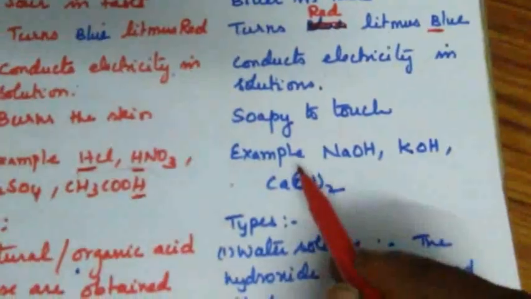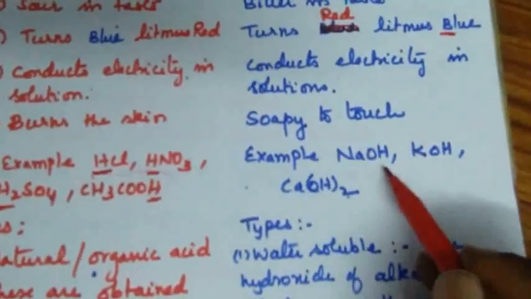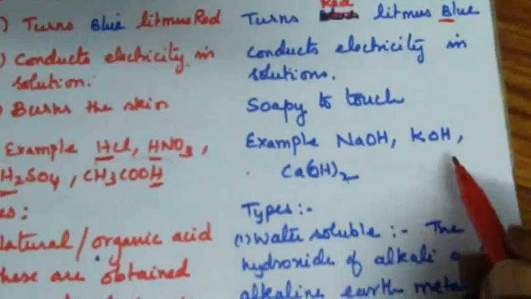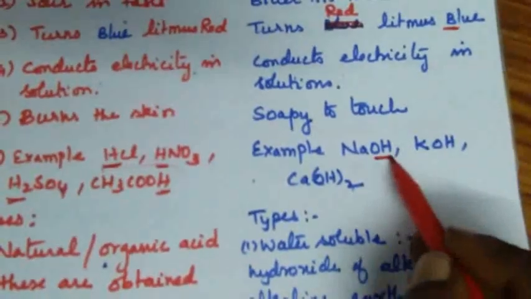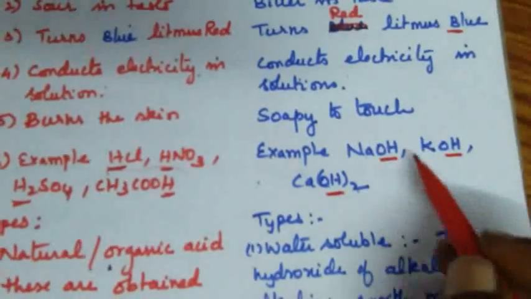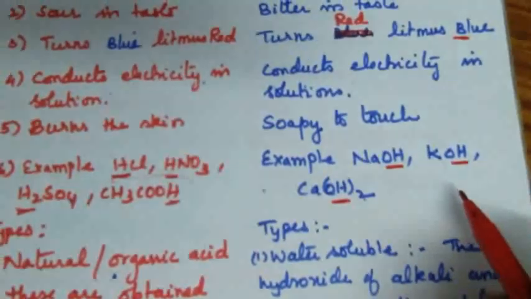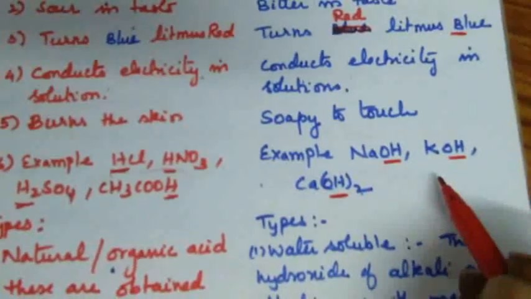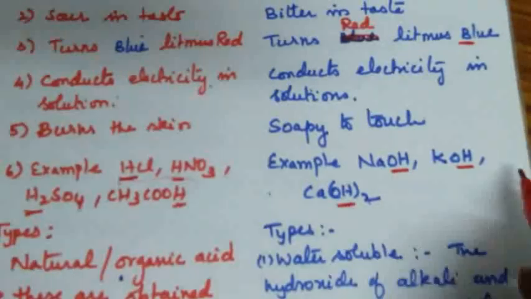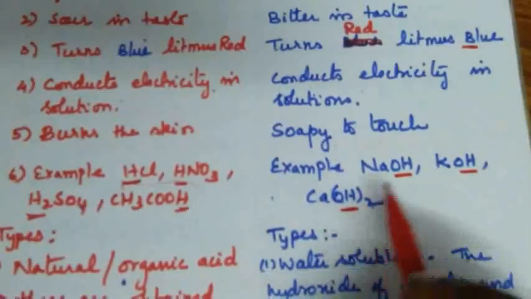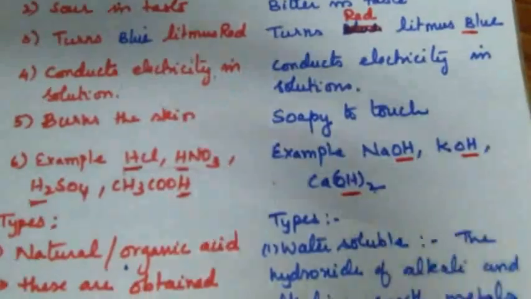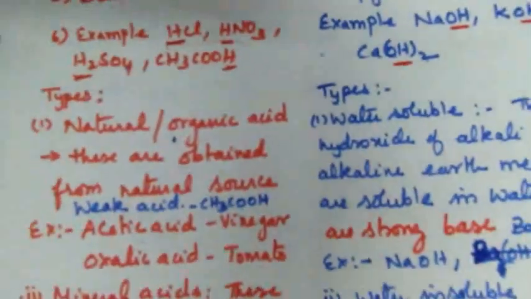What about base? Examples of base are NaOH, KOH, calcium hydroxide, and so on. See here, we have OH in every case. And these OH ions should be released when dissolved in water. When they release, then we call it a base. In these cases, these hydroxides are released in water, so all these are basic in nature. They possess hydroxides.